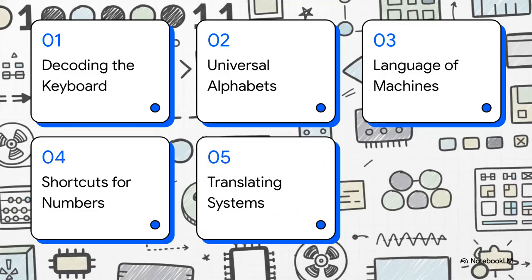Okay, so here's our roadmap for today. First up, decoding the keyboard. Then, the universal alphabets. Third, the language of machines. Next, shortcuts for huge numbers. And finally, translating between systems.